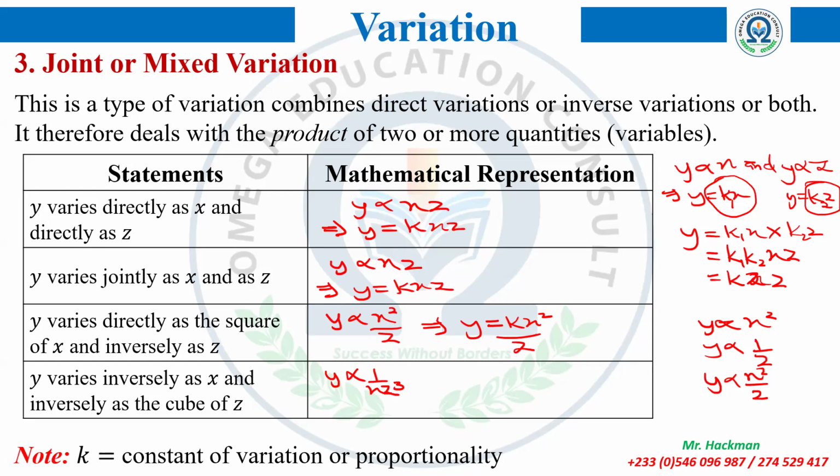Yes, okay, very good. So now there's the variation statement. Let's move to the relation statement. Okay, so y equals the constant of variation k over x z cube. Perfect. You are done.